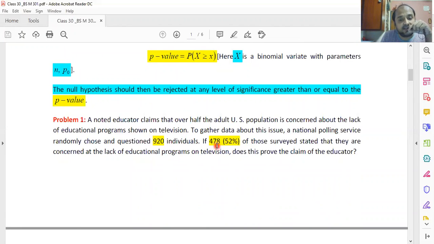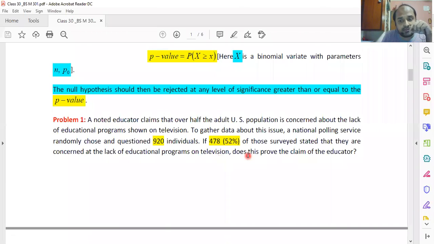If 478 of those surveyed stated that they are concerned at the lack of educational programs on television, this 478 corresponds to the value of capital X. So out of 920, the responses obtained is 478. And obviously, if you divide 478 by 920, you will get 52%. So this 52% is not the population proportion, but it is the sample proportion.